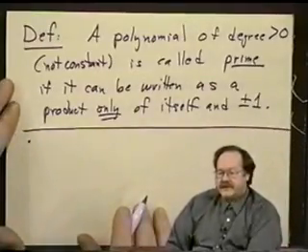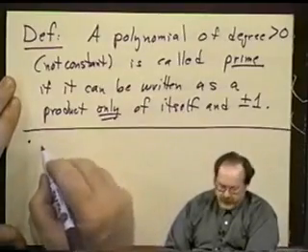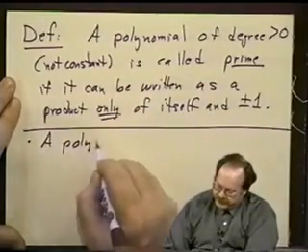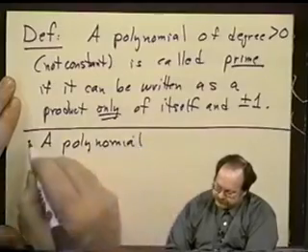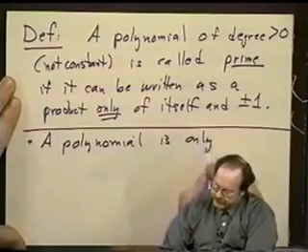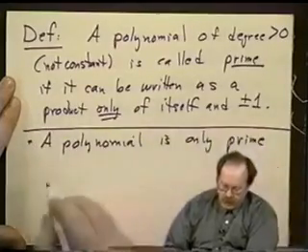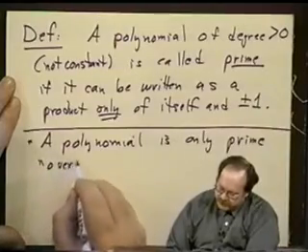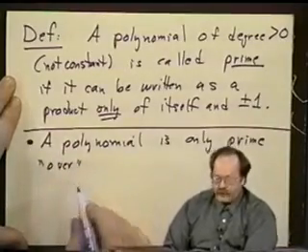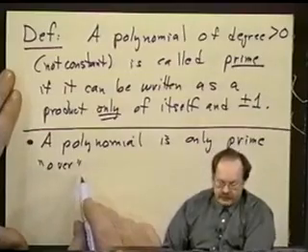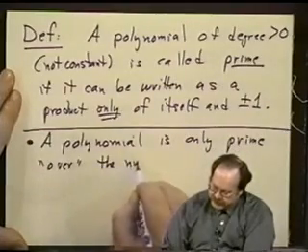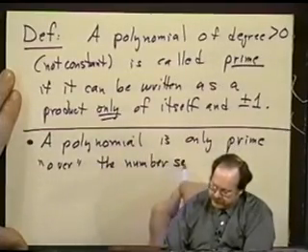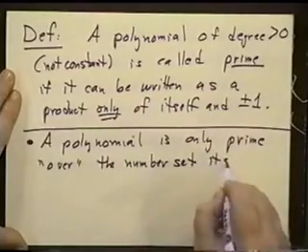Now, there is one thing that's different that we need to talk about. A polynomial is only prime "over," put that in quotes because that's a piece of terminology, over or with respect to the number set its coefficients are in.